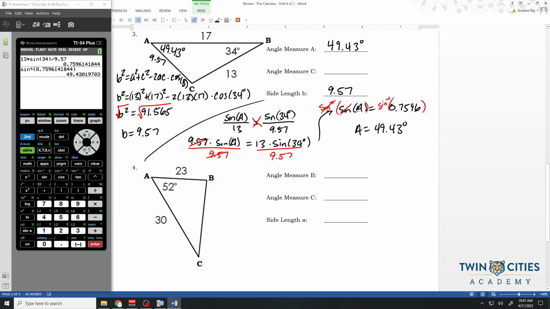And because I know two angles now, and the sum of all three of these must be 180, I can do 180 minus my two known angles. So that's going to be 180 minus 49.43. And let's also subtract 34. So then the last one, C, must be 96.57 degrees.